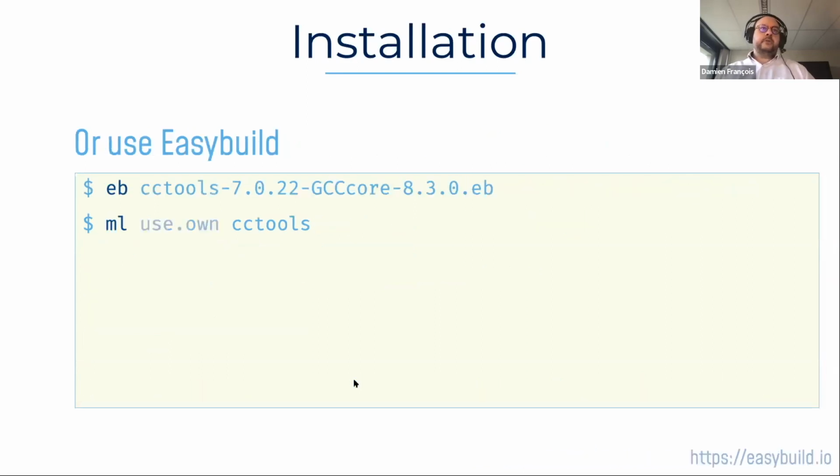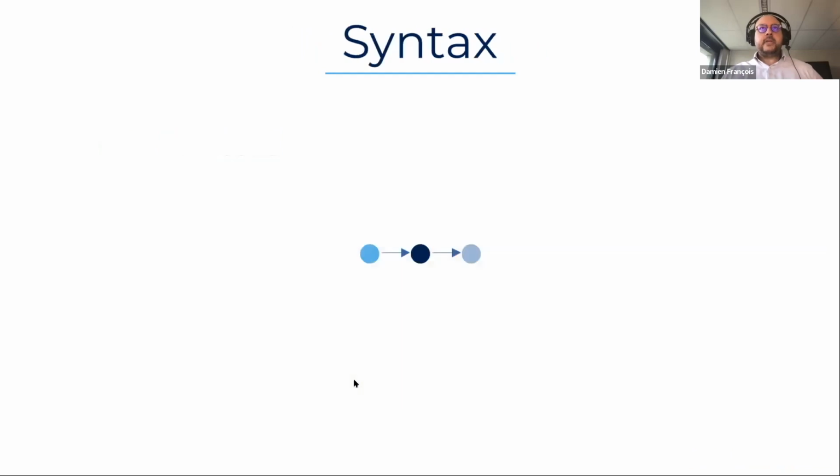If you have EasyBuild on your cluster, it can be as easy as starting EasyBuild with the correct easyconfig file. So if you ever do that, you should be able then to use module load CC Tools to get access to Makeflow. So this is pretty straightforward and pretty classic. When you need to install software on the cluster, you compile from source. So let's move on to the syntax.